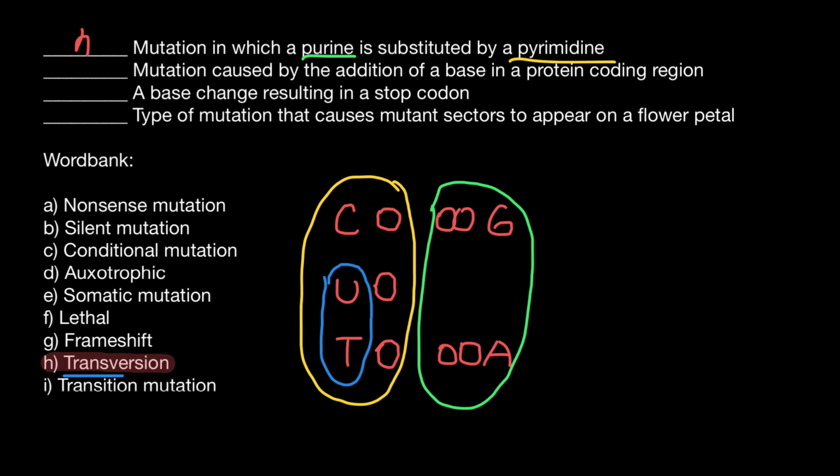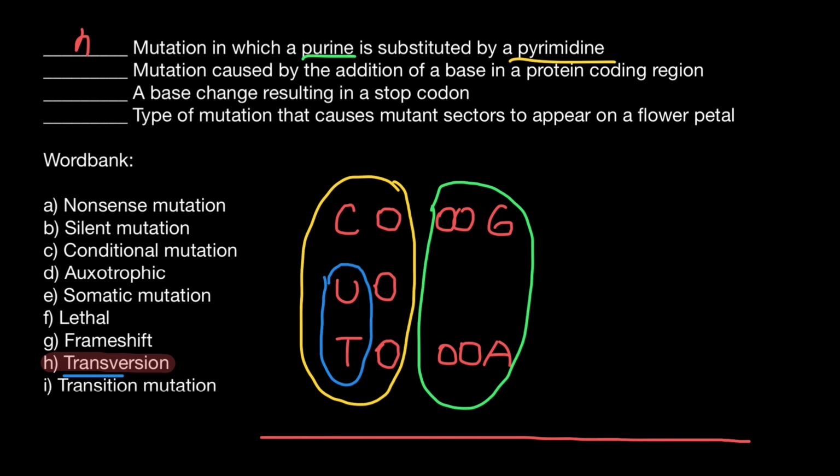And second question: mutation caused by the addition of a base in a protein coding region. Protein coding region we call gene. So imagine that this is a gene. Of course, DNA is going to be double-stranded, but we don't need the second strand. We just need 1 strand in order to demonstrate what kind of mutation this is going to be.